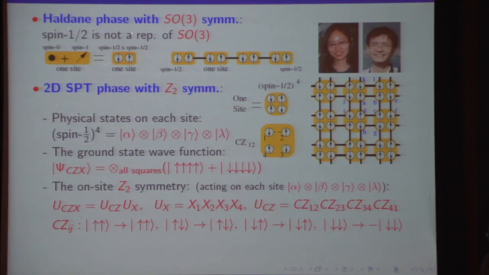Is there any reason you use CZX instead of just CZ? Only CZ? I don't know.